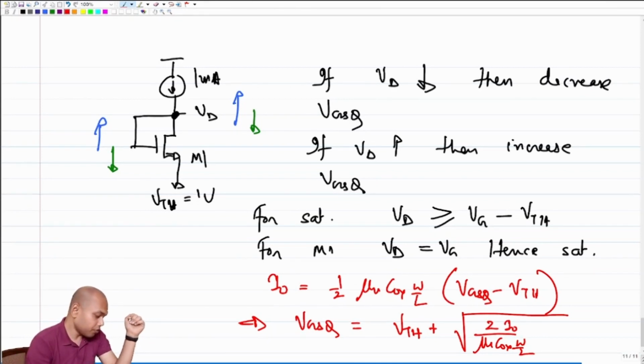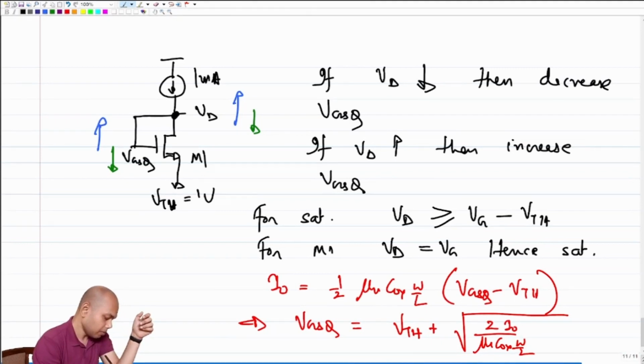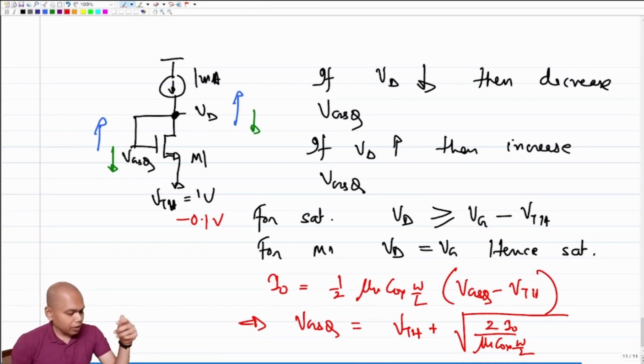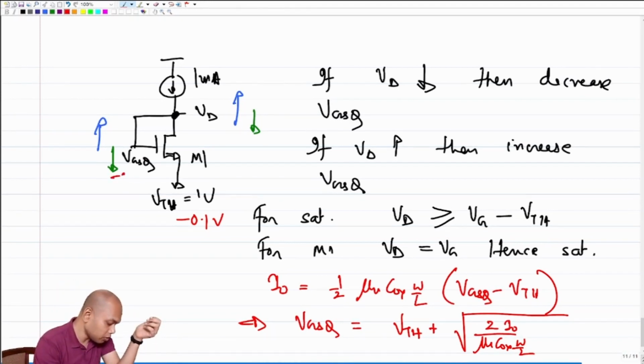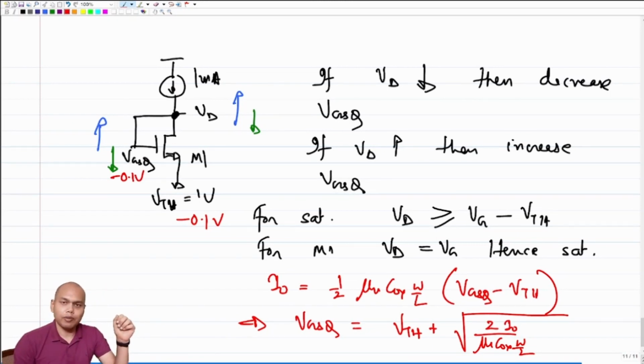So if threshold voltage decreases, right? So this is the VGSQ. If threshold voltage decreases, let me use the same color, for Poisson, let's use black. So if threshold voltage decreases by, let's say, 0.1 volt, what's going to happen to VGSQ? Note that the current is constant. So VGSQ will adjust itself so as to keep the overdrive, VGSQ minus threshold voltage, the same, right? So VGSQ will also change by minus 0.1 volt, right?